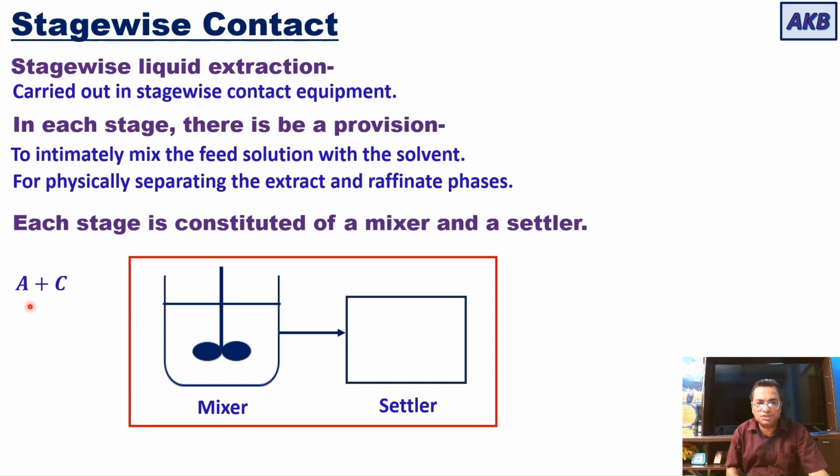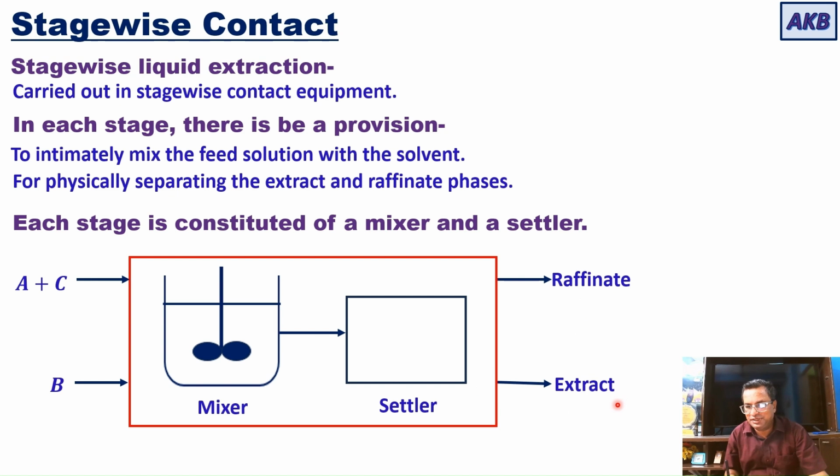So when the feed solution, which consists of A and C, where C is the solute, is transferred to the stage, it will first go to the mixer where it will be mixed with the solvent. After intimate mixing, the resulting mixture will be transferred to the settler. It will settle into two layers. The extract layer will be separated, and then the raffinate layer will be separated.